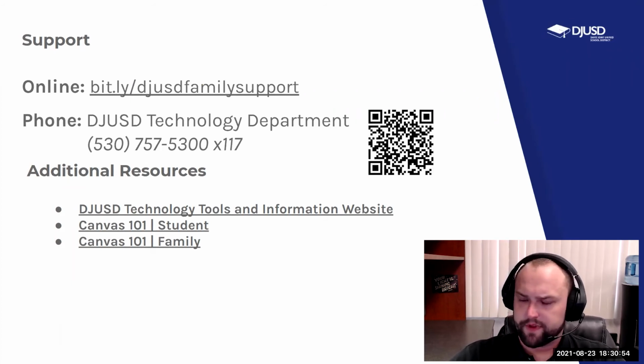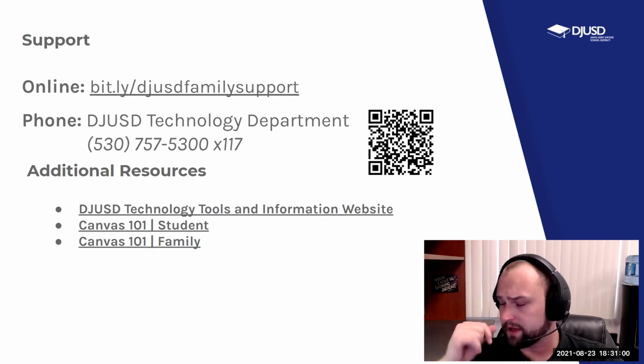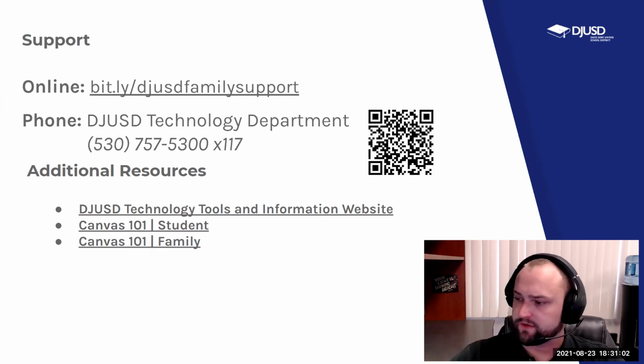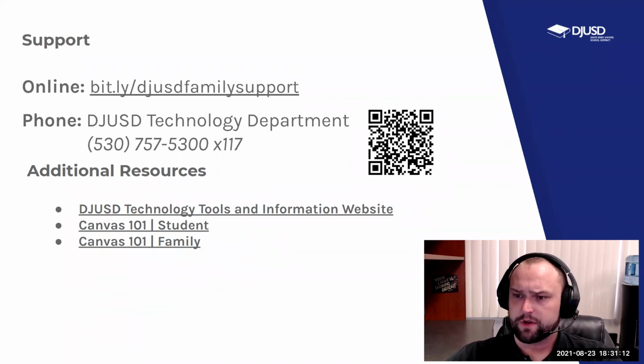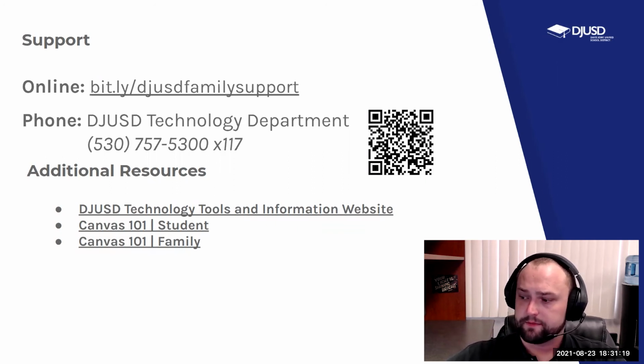If not, go ahead and send us an email. You can go to djusd.net and then scroll all the way to the bottom. There is our contact information. Or by phone, you can call the technology department at 530-757-5300 extension 117, and we'll go ahead and get the support that you need. So you can do it online, or you can do it by phone.